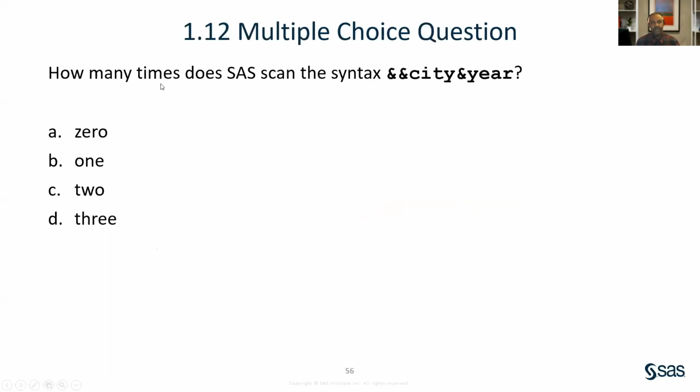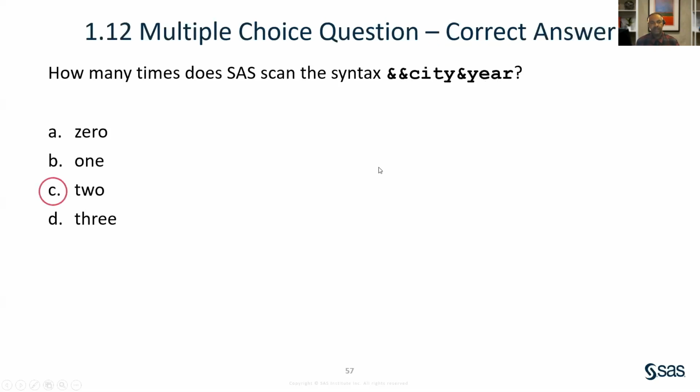How many times does SAS scan this reference? If you have multiple ampersands, pairs of 2 become 1, and there's a rescan process going on. While it's scanning, any macro variable references that are legitimate will resolve. Let's take a look. Well, the answer is 2. In this case, these 2 become 1, city is carried over, ampersand year, whatever value it is, resolved. Ampersand city and that value is a new reference. 2.